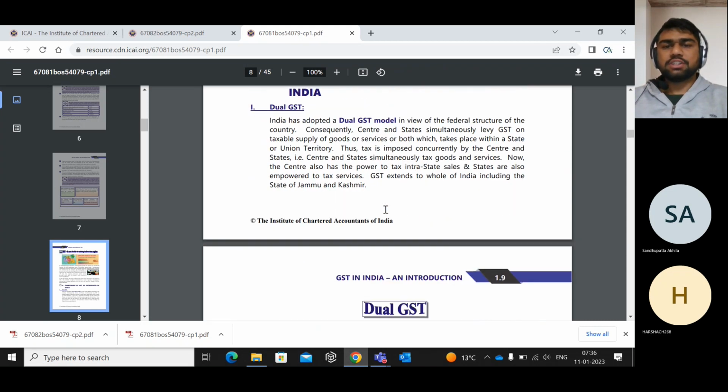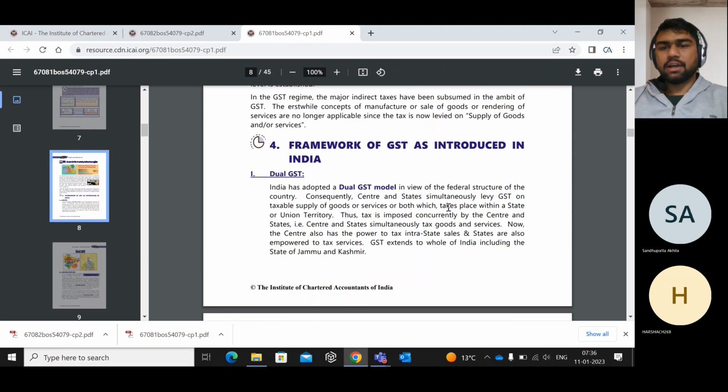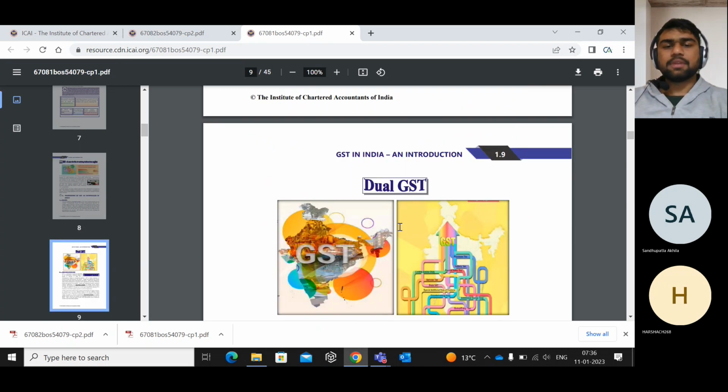Hence, it is known as the dual GST model, as you can look into here. In view of the federal structure of the country, the center and the state simultaneously levy GST on taxable supply of goods and services or both that takes place within a state or union territory. If a supply takes place within a state or union territory, then it is obviously called an intrastate supply. In case of an intrastate supply, both CGST and SGST or UTGST can be levied, as both center and state can levy tax. So it is known as a dual GST model.